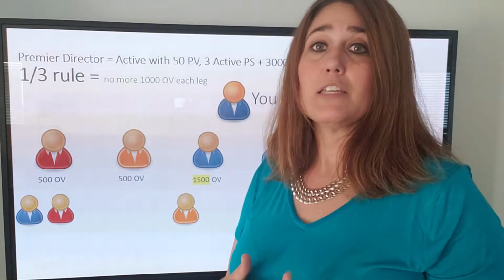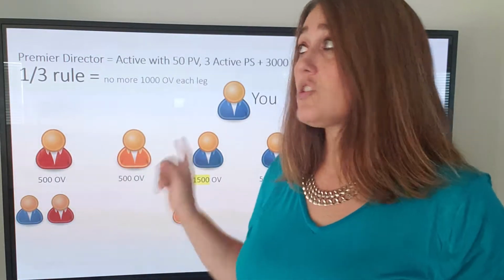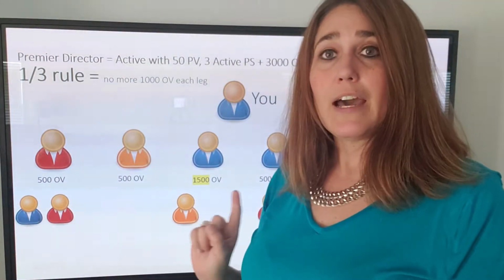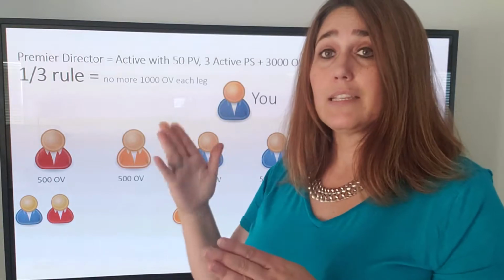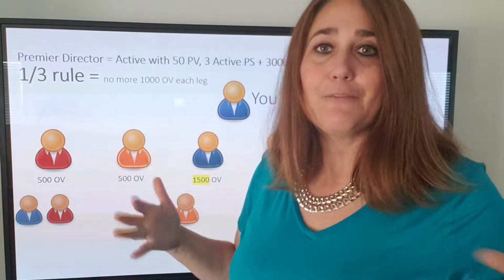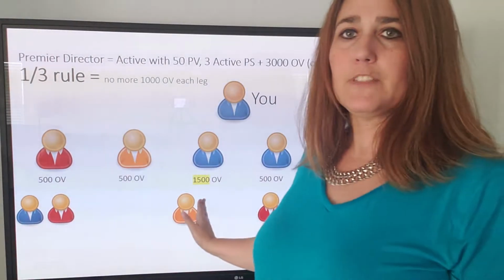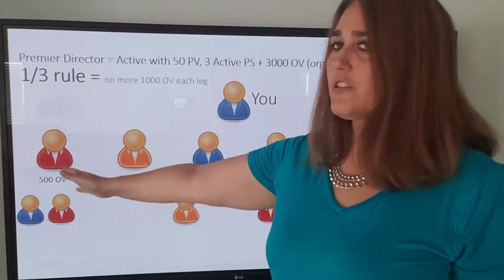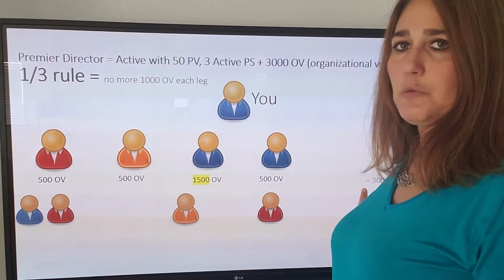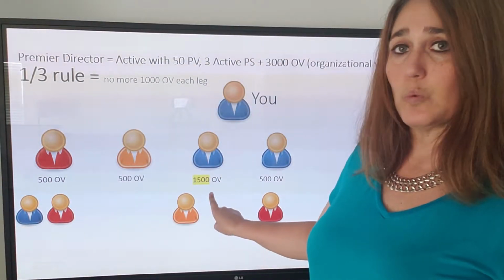The 1/3 rule means that you cannot have more than 1/3 of your OV per leg. So you need 3,000 OV to become a Premier Director, and that means that from one leg, you cannot take more than 1,000 OV. They can have 7,000 OV for that one leg, but you can only use 1,000 of it. Okay, so this person here has 1,500 OV, 500, 500, you've added another person here, and you've got 500. So all together, they equal 3,000 OV, but because they have 1,500, you can only use 1,000 of that.